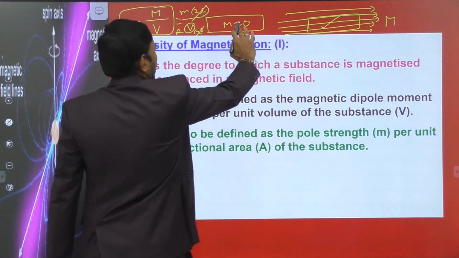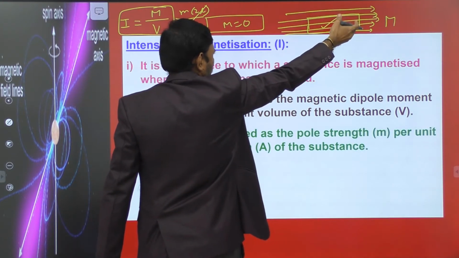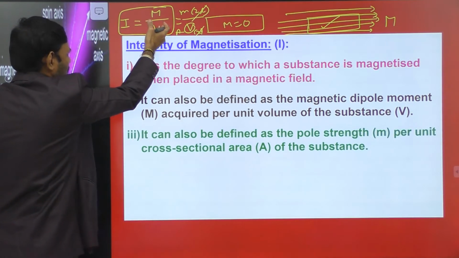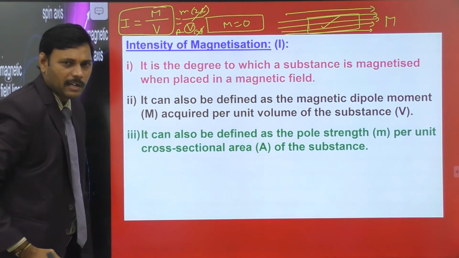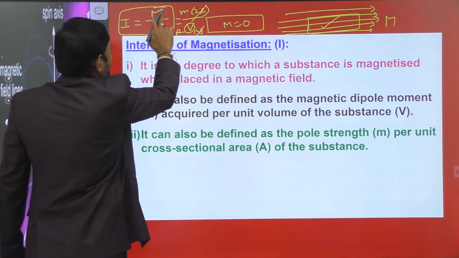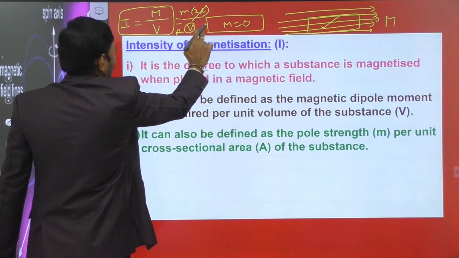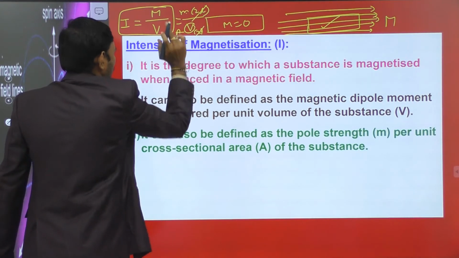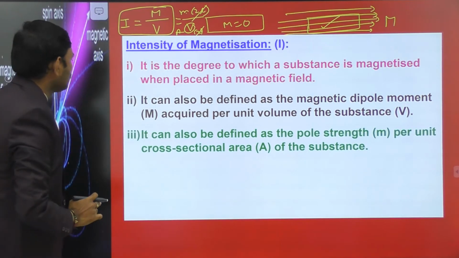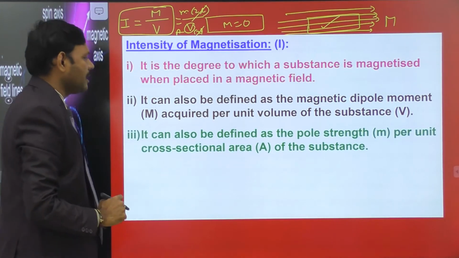Once this magnetic material acquires magnetism in the presence of an external magnetic field, it possesses magnetic moment. This magnetic moment per unit volume is known as the intensity of magnetization. In other words, when you extend this formula, magnetic moment is pole strength into length of magnet, and replace volume by area into length, length gets cancelled. So pole strength by area is also known as the intensity of magnetization. It can also be defined as the pole strength per unit cross-sectional area.